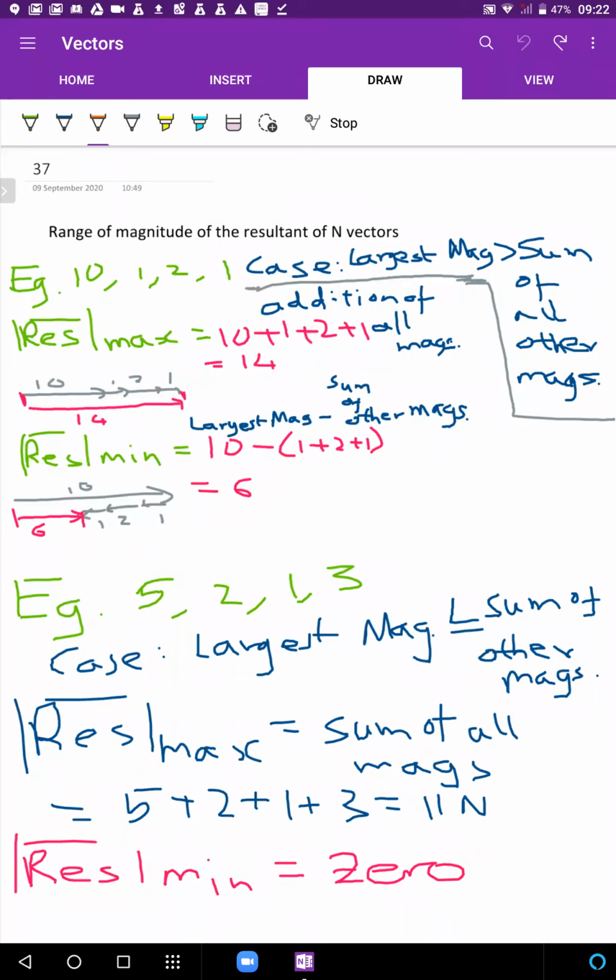So my minimum resultant is largest magnitude minus sum of all other magnitudes. And because my largest magnitude is greater, I will get some non-zero term over here. In this case, I'm getting 6. Largest magnitude is 10. Sum of other magnitudes is 4. So I'm getting 10 minus 4, 6 as the range of magnitudes in which this resultant can lie. तो resultant किस values के बीच में lie करेगा? 6 and 14 के बीच में lie करेगा.